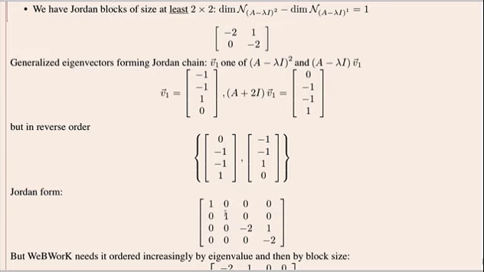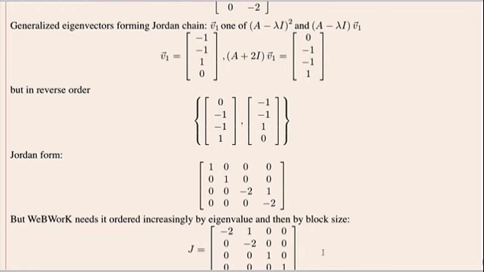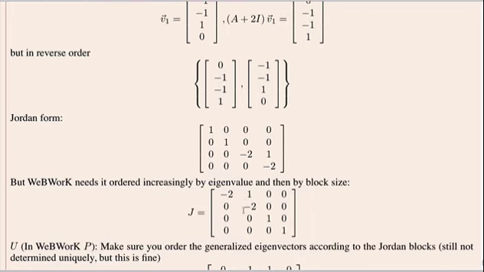So this was the first one that we calculated, then the second one, the 2 by 2, the 1 by 1, and the 2 by 2. Very important, WebWork needs it ordered increasingly by eigenvalue and then by block size. So first we need this block with the minus 2 eigenvalue and then the 1 eigenvalue, because these numbers are larger. The block size right now doesn't matter because you have one block, and this has to be first anyway.